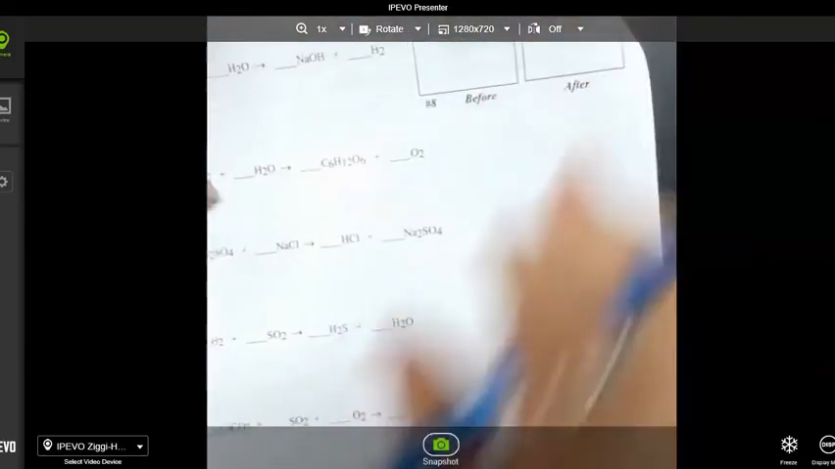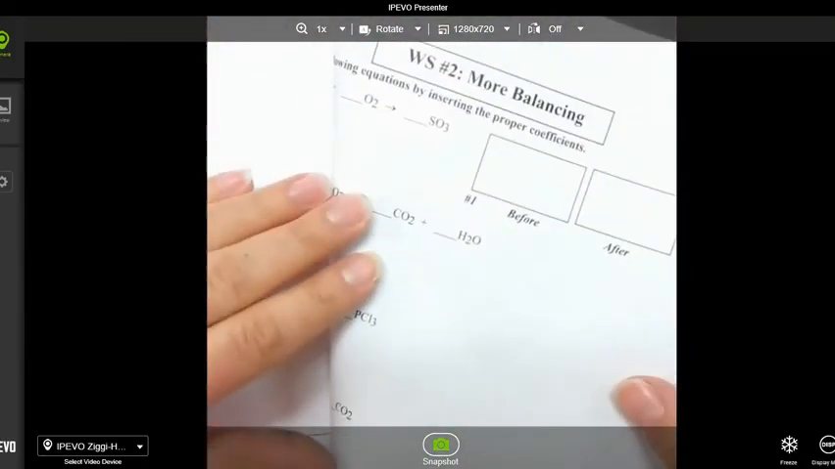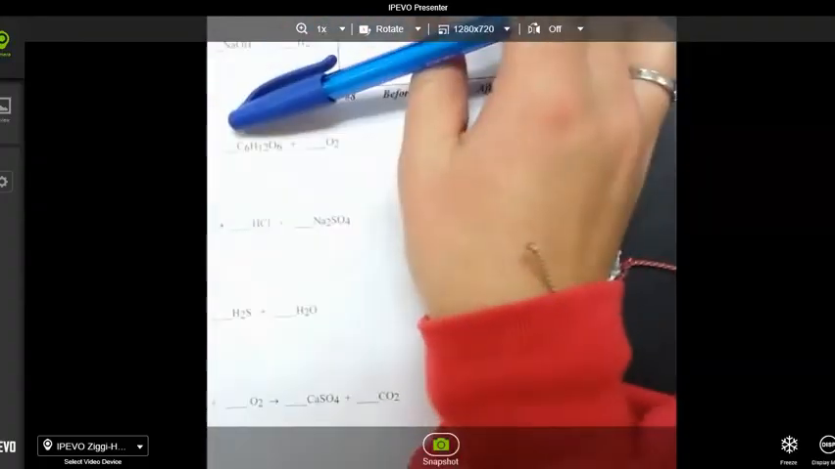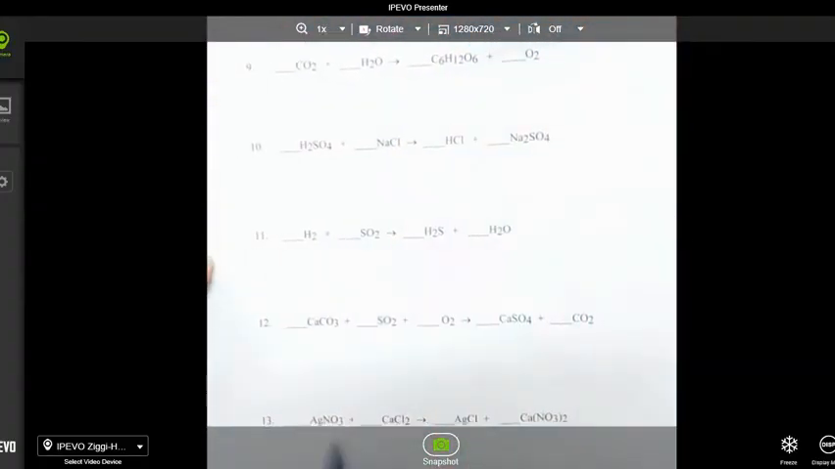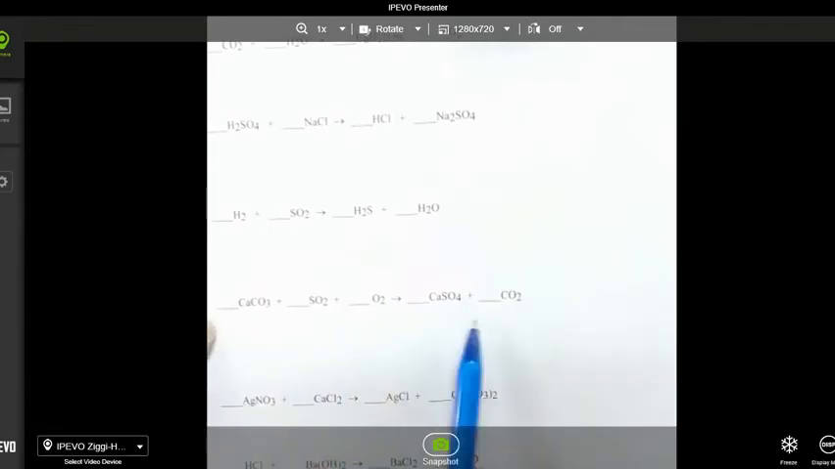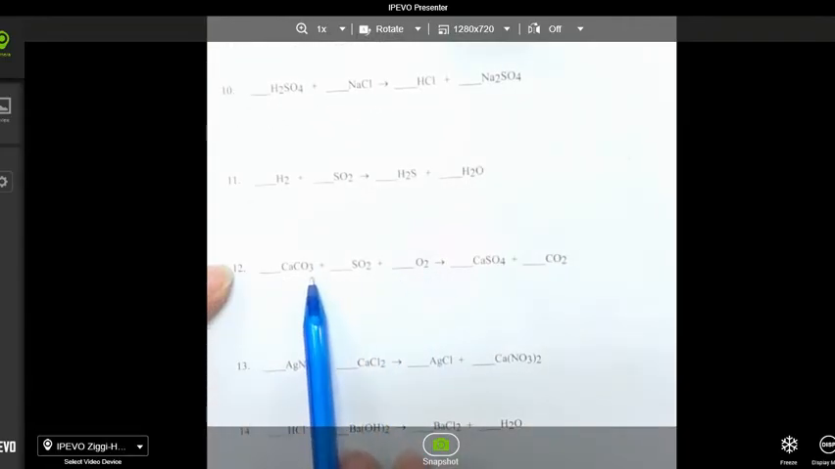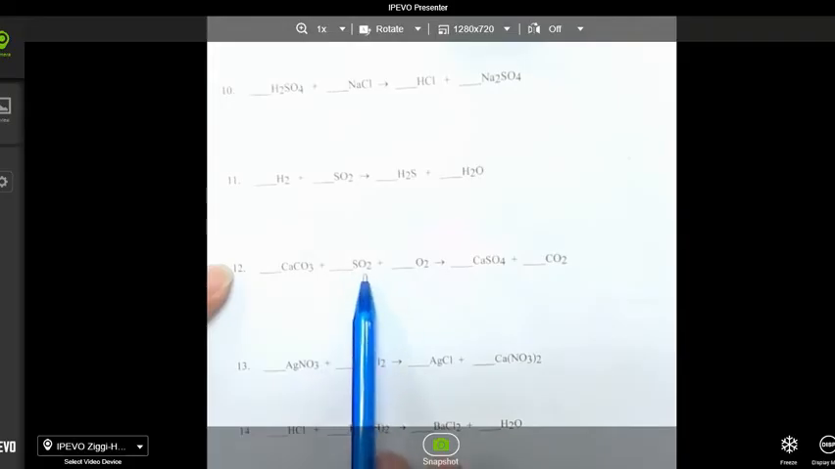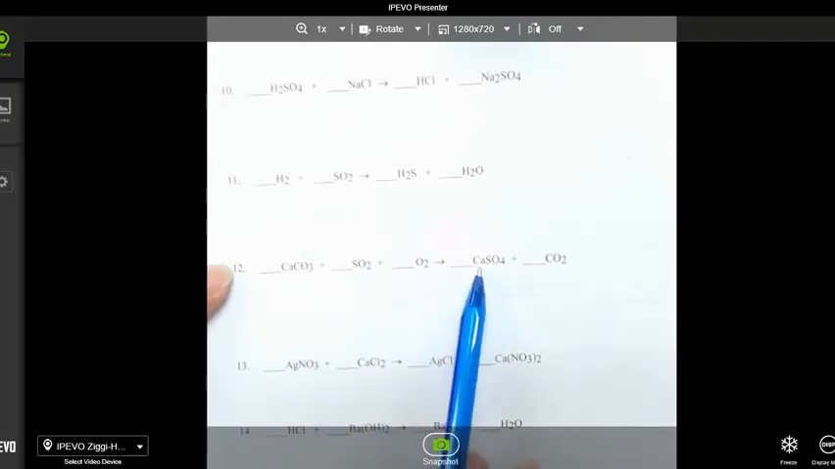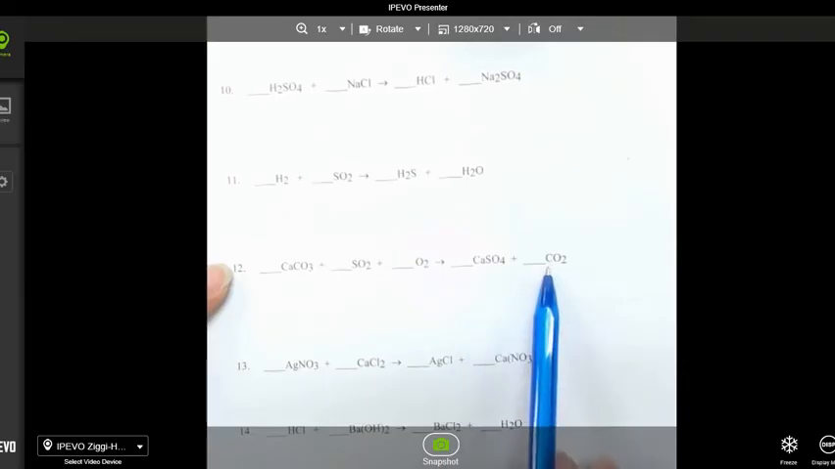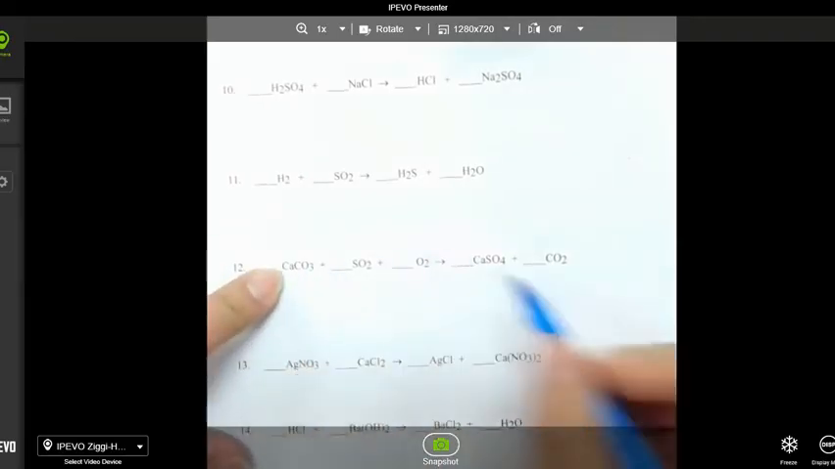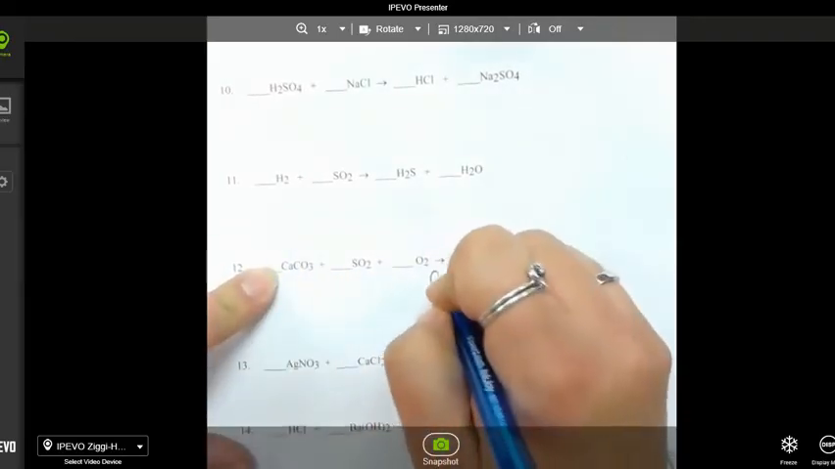Okay, so if you go to worksheet number 2, which you guys have to do, and you go to number 12 on worksheet number 2, we're going to do the atom inventory for this problem. We have calcium carbonate, SO2, sodium dioxide, oxygen, creates calcium sulfate and carbon dioxide. So first atom in my list is Ca.